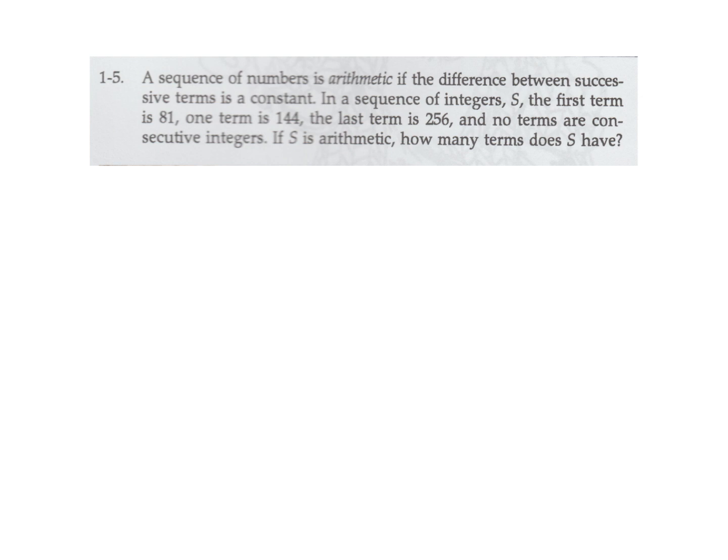A sequence of numbers is arithmetic if the difference between successive terms is a constant. In a sequence of integers s, the first term is 81, one term is 144, the last term is 256, and no terms are consecutive integers. If s is arithmetic, how many terms does s have?